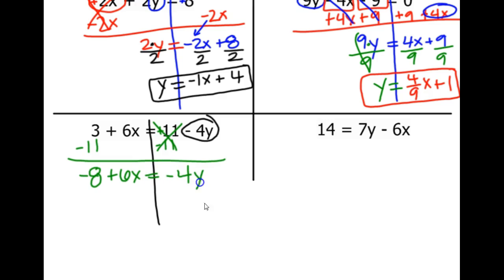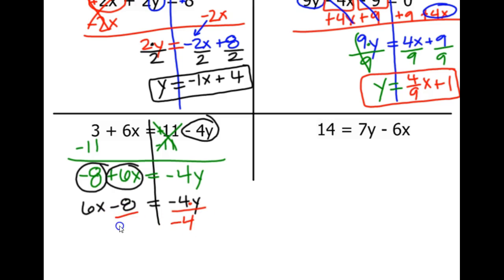And then we have negative 4y. It would be better to write your x's first. So we could flip this around and write 6x minus 8. It means the same thing. And then last, the opposite of multiplying by 4 is dividing. We're dividing by negative 4.